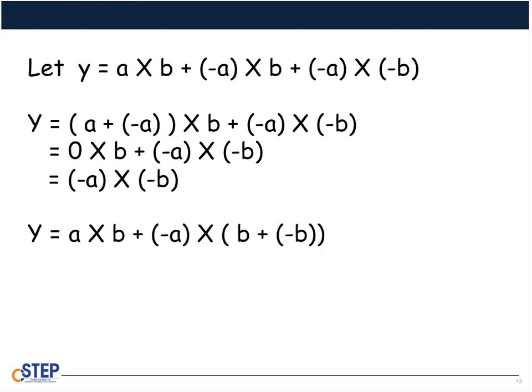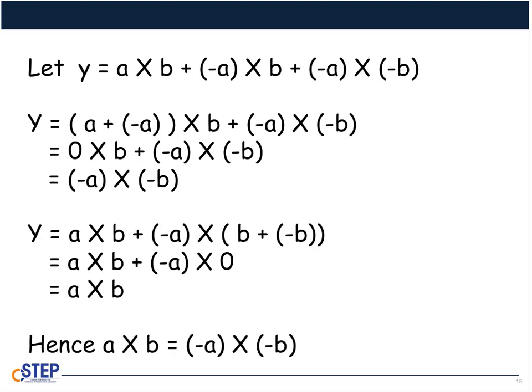Similarly, if we take the distributive law on the last 2 parts of that y, that is, a cross b plus minus a cross b, hmm, rather b plus minus b, and minus a becomes common, so we will get a cross b plus minus a cross 0. So it becomes a cross b. Hence we can say a cross b is actually minus a cross minus b. But you cannot prove this on the number line, that is, by treating it as minus 1 times or minus a times of addition. And that is the beauty of minus 1.